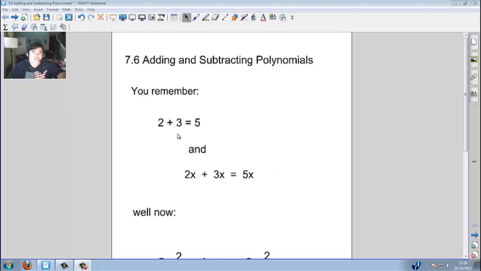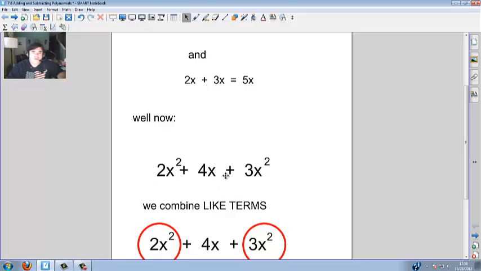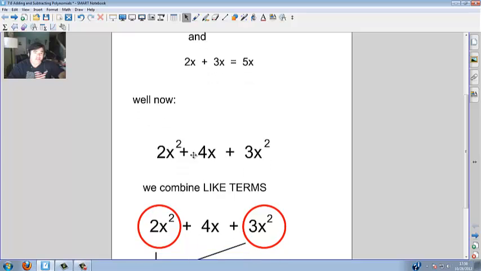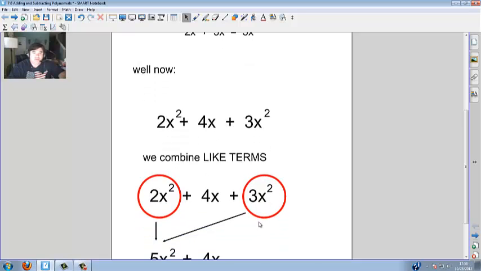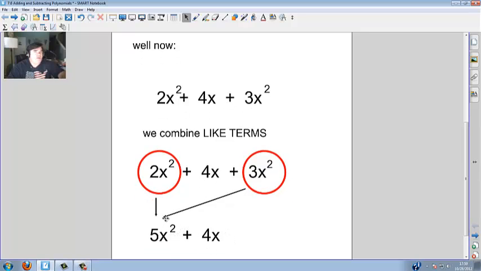Now you remember 2 plus 3 of course equals 5, and in that same way 2x plus 3x equals 5x. Well now, 2x squared plus 4x plus 3x squared, we're just going to combine the like terms, and the like terms are the ones that share the same variable and exponent, x squared and x squared. In this case we combine those two, 2x squared and 3x squared, to make 5x squared. And plus 4x comes along. That is, by the way, the end.